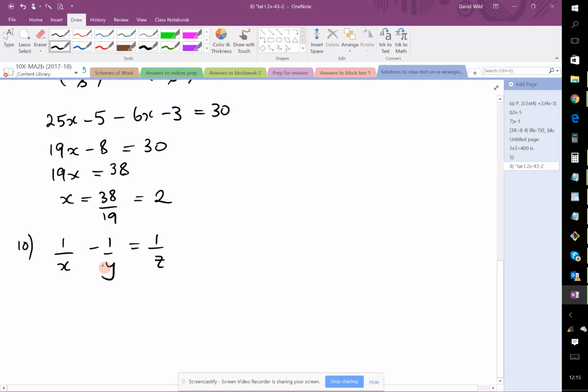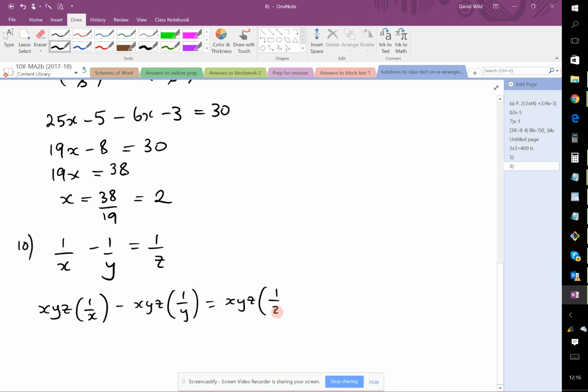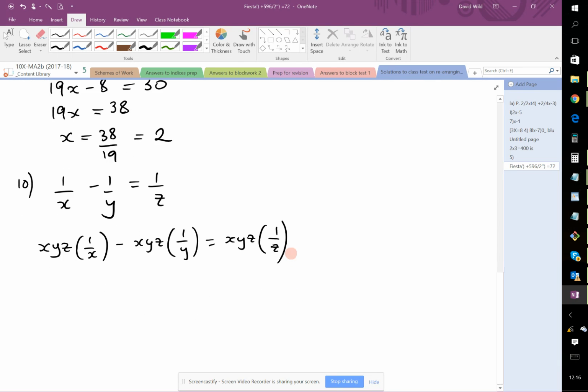So what we could do is we could combine these two fractions together. But the easiest way to get rid of all these denominators is to multiply through by the lowest common multiple, which is xyz. So we're going to multiply both sides by xyz. Okay, so simply multiply both sides by xyz. And this term, and this one here.